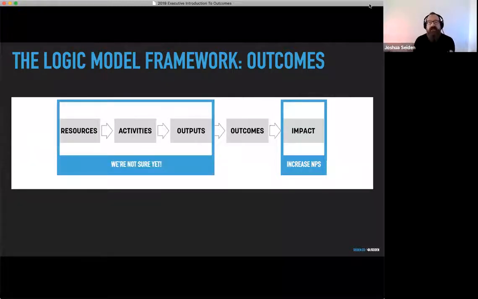And we're trying to build our plan for the coming year. What's our roadmap? What's our work plan for the coming year? And we just don't know what to do yet. And so that's why they approached me.